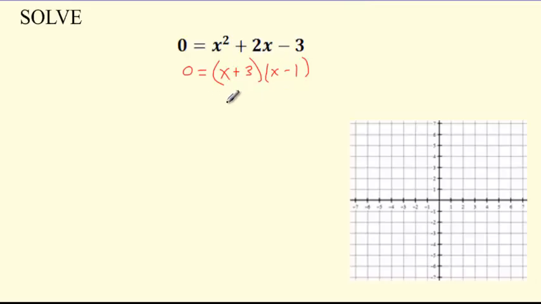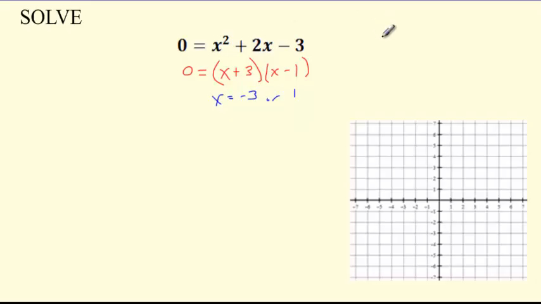So it's nice that it factored. I get X equals -3, or X equals +1, because it makes that 0. 0 times anything is 0. So why is that cool? Well, let's check it out. I want to graph this and see how my solutions relate to the graph.